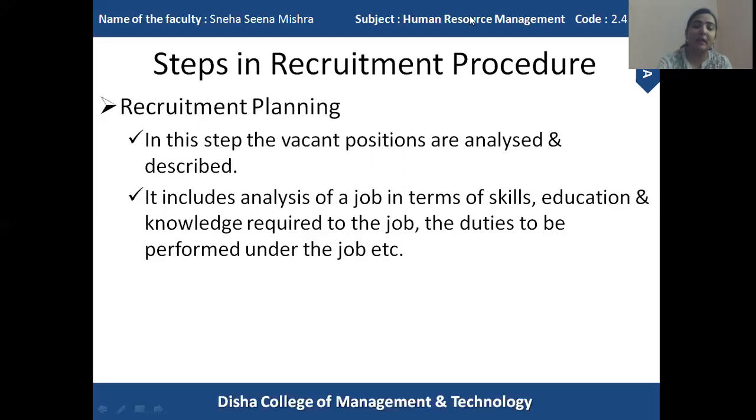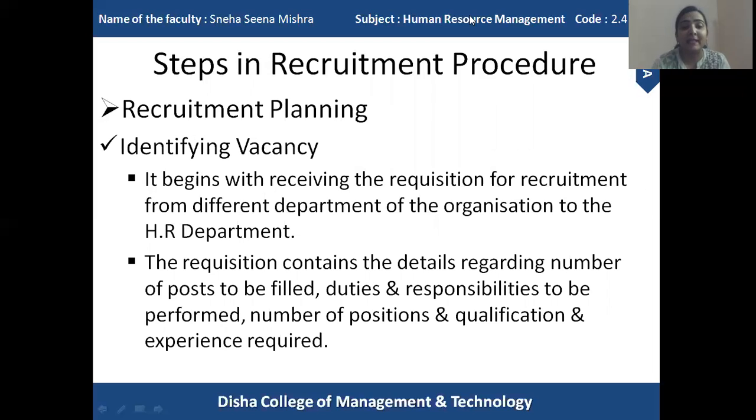The first point under recruitment planning is identifying vacancy. First of all we have to identify the number of jobs which are vacant. That is the first step. All the departments of the organization make a list of their vacant positions. For example, the marketing department has mentioned that they have 5 vacant positions in their department. What is the designation of those positions?